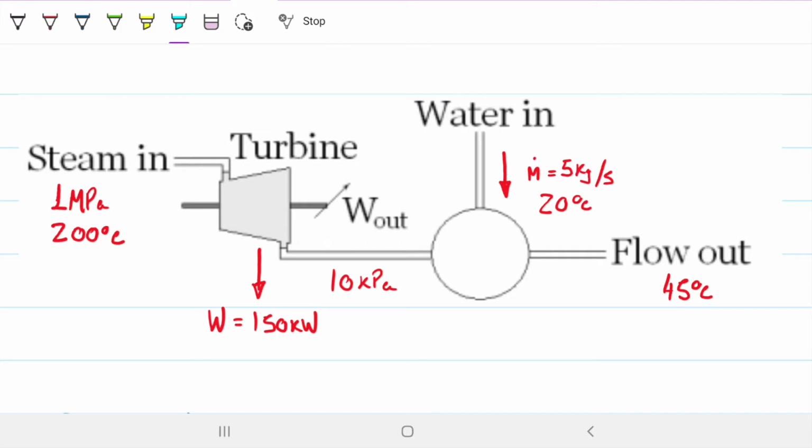Today we're going to be looking at a problem that involves not only a turbine, but also a jet condenser over here. So in addition to the one process of the turbine, we're also going to have the process happening in the jet condenser.